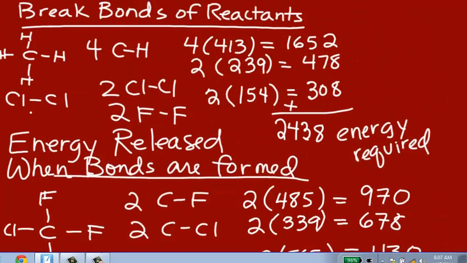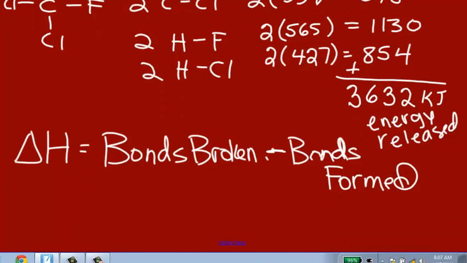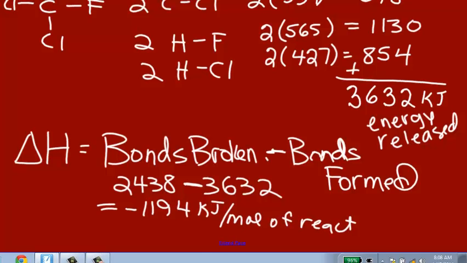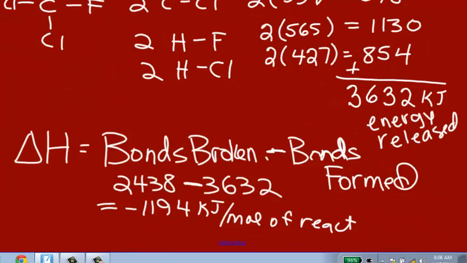So we do the 2438. Let's just get it down. Minus the 3632. And that will give us our overall delta H, another way to do it, for the reaction. And what did I get? Did you get negative 1194? Kilojoules per mole of the reaction, right? Per mole of the reaction. Every time this reaction takes place, that much energy will be released.